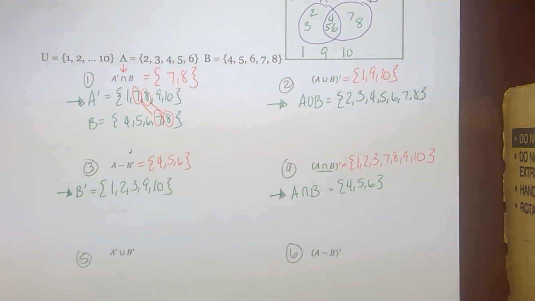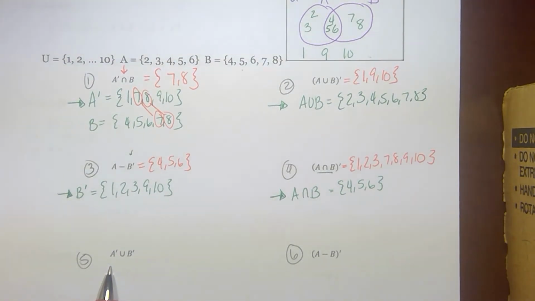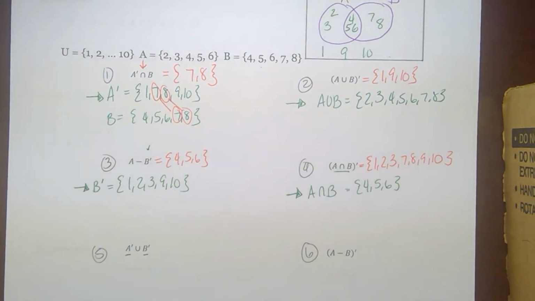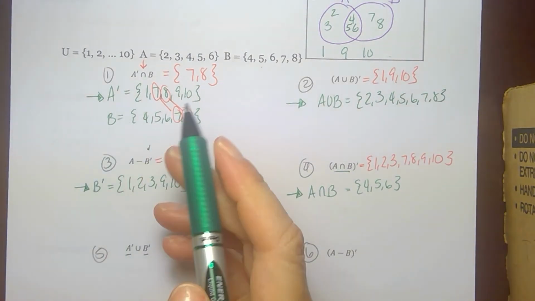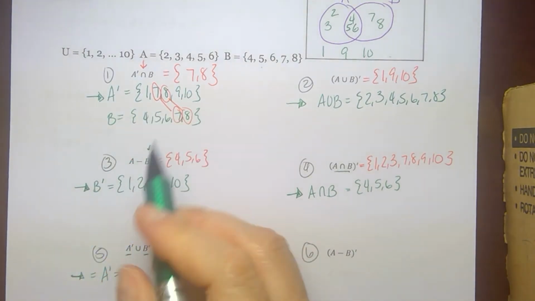All right, number 5. I need the union of not A or not B. Well, to get that union, I first have to know not A, and I have to know not B. Now, we've already found those, so I'm just going to go ahead and write them down here. We found not A up here for number 1. And we see that outside of A, we have 1, 7, 8, 9, 10.